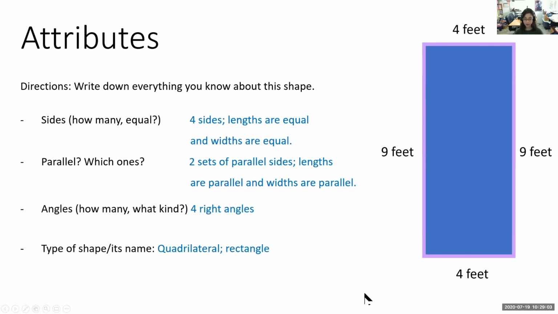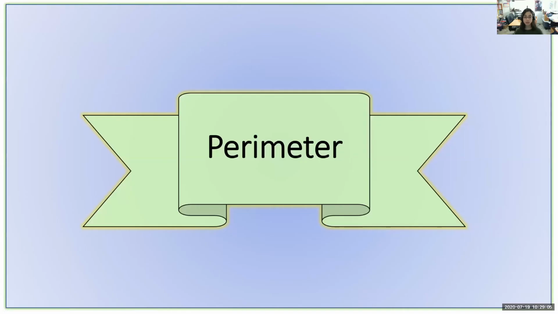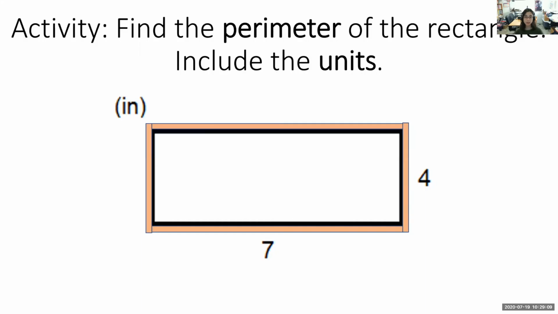So now we're going to go on to a new concept, which is perimeter. And perimeter is when you add up the lengths and the widths for all the sides to find the answer. So I'm going to demonstrate this one. This one is finding the perimeter of the rectangle. That's what we have to do. And we have to include the units. So units are things like inches, centimeters, feet, meters, kilometers, all of those. So we have to find the perimeter of this rectangle, including the units.